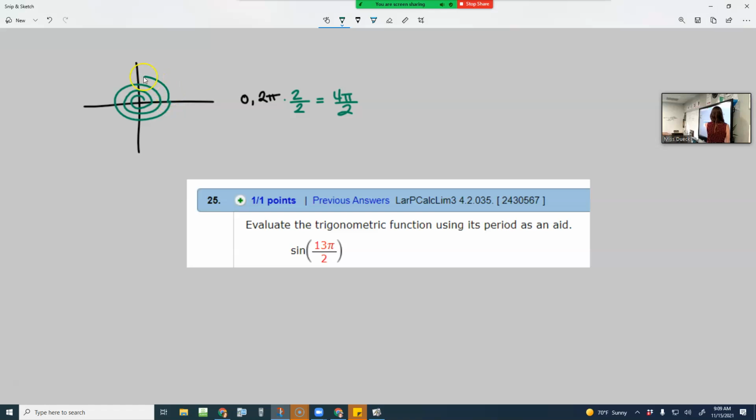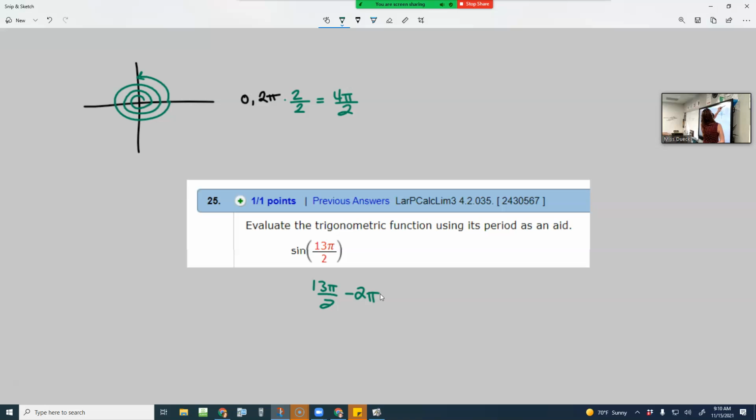Now, could you do some sort of formula thing? Yeah, I guess so. I guess you could do 13 pi divided by 4, and then you would end up with 3 and 1/4 over 2, and then it starts to get really awkward, right? Or you could try to take away the coterminal angles or the spare revolutions. So you could do 13 pi over 2 and take away 2 pi.